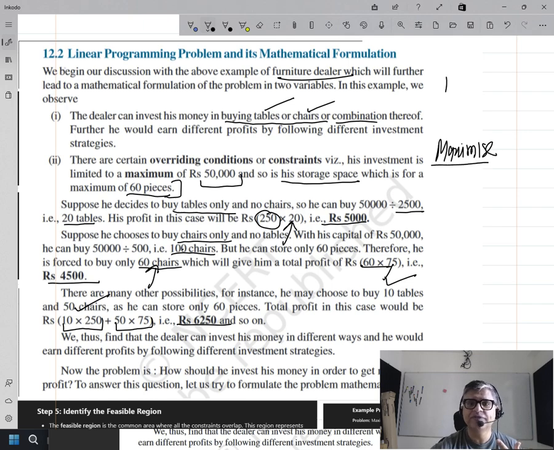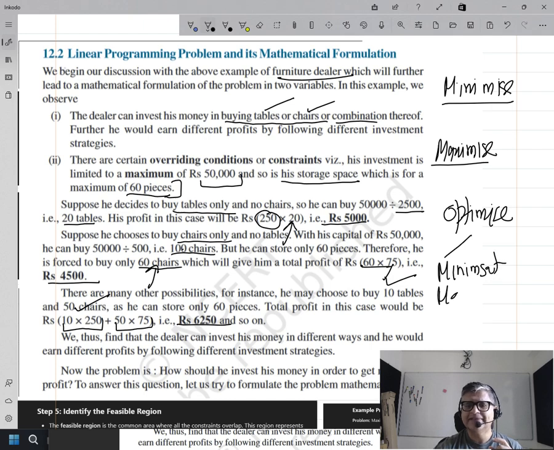Maximize. In some questions you will see minimize, which is fine. You would like to minimize your loss. So there is a word called optimize. Optimize has two meanings: minimization and maximization, depending on the situation. If it's a profit, you don't want to minimize it. If it's a case of loss, you do want to minimize it. So remember, linear programming is actually to optimize, which is minimize or maximize a real world problem, with the help of some equations.